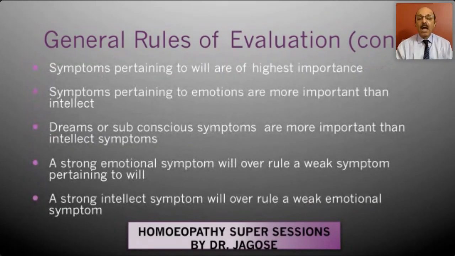Symptoms pertaining to will are of highest importance. Symptoms pertaining to emotions are more important than intellect. Dreams or subconscious symptoms are more important than intellectual symptoms. And a strong emotional symptom will overrule a weak mental symptom pertaining to the will, and a strong intellect symptom will overrule a weak emotional symptom. So these are various permutations and combinations which I've given you, what is stronger, what is weaker, and how to put it in order of evaluation.